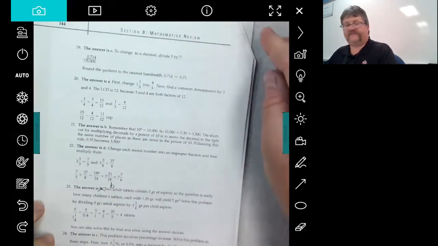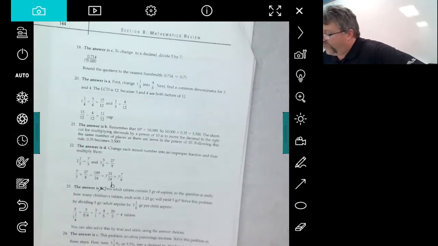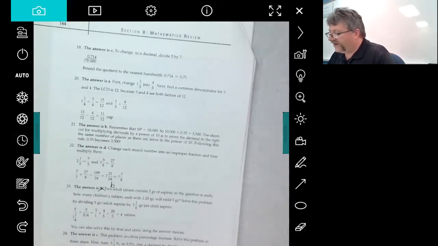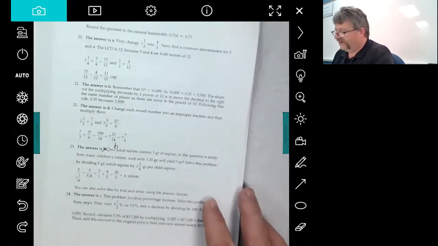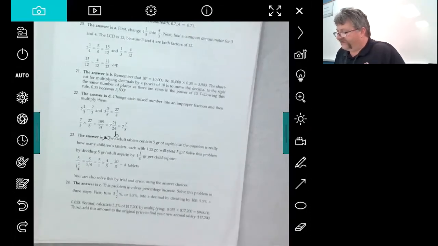19, the answer is C. 20, the answer is A. 21, the answer is B. 22, the answer is D. 23, I take issue with the book. The book says D, but I say B. Okay? 24, the answer is C.